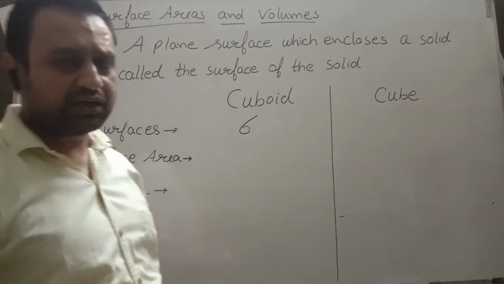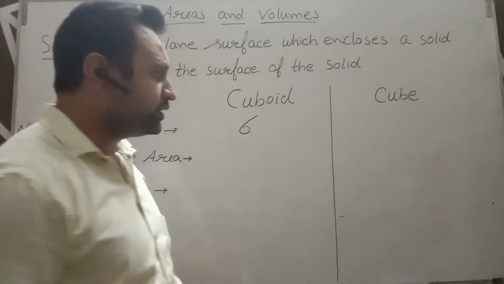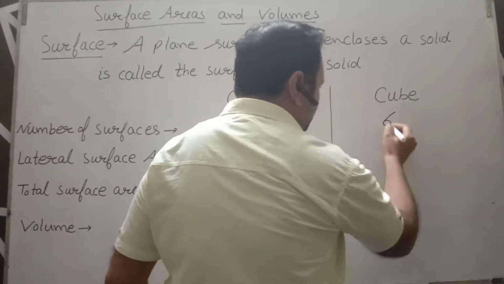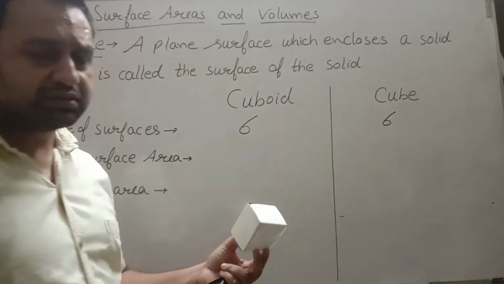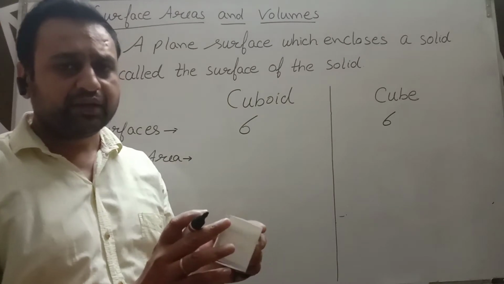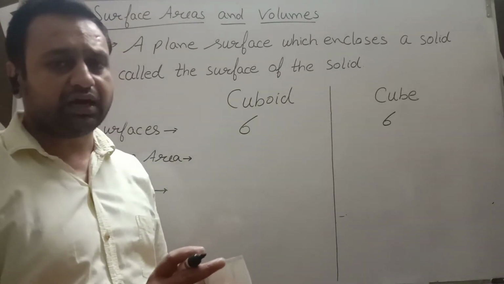Similarly, a cube also contains 6 surfaces, but in a cuboid the surfaces are rectangular, while in a cube all surfaces are square.